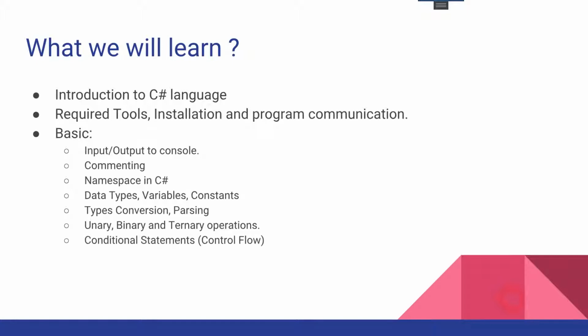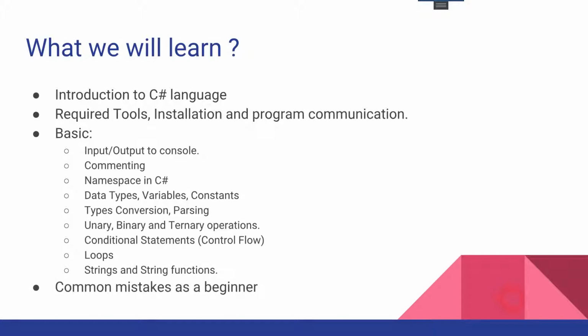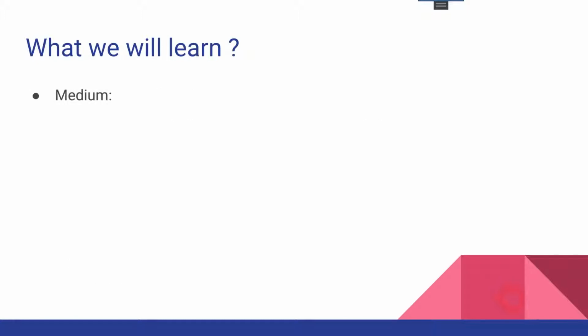And then we will see conditional statements, which we also call control flow of the program. And then we will talk about loops, strings, and string functions. And then we will talk about some common mistakes as a beginner. Furthermore, we will move to the medium difficulty where we will talk about classes and constructors.